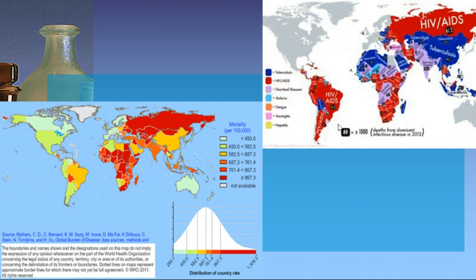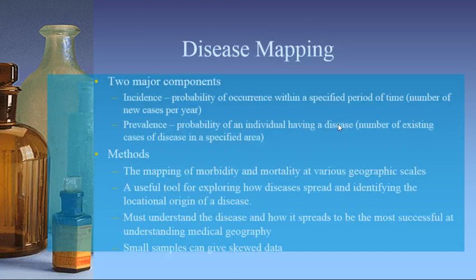So the question becomes, how do we know this? How do we do this? And this is disease mapping. And there are two major components. There's the incidence, and this is the technical definition, the probability of occurrence within a specified period of time. Basically, what that's saying is how many new cases are there per year.